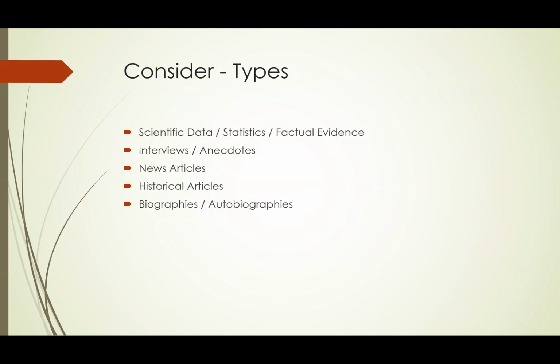So consider types. What sort of information could you get? And you need again a well-rounded sort of data from different resources. Scientific data, statistics, and factual evidence. Have there been any research or studies done on your particular area? Interviews and anecdotes, news articles, historical articles, even consider biographies and autobiographies. So consider different types of where you're going to get your different information from.